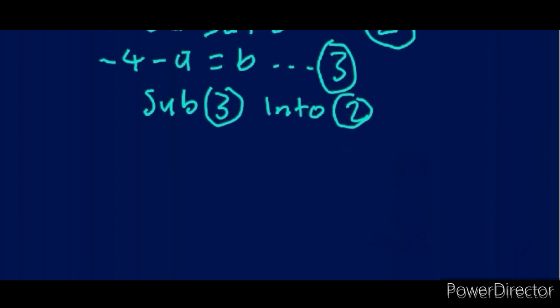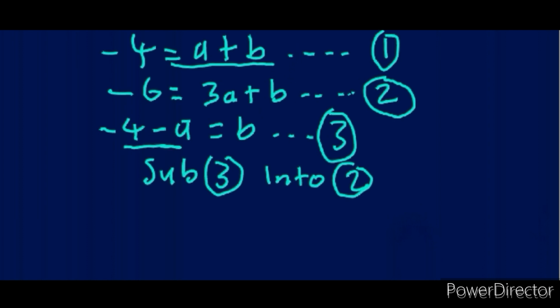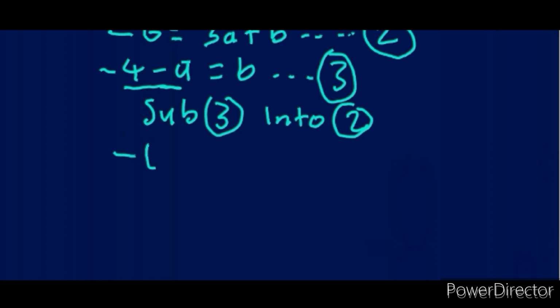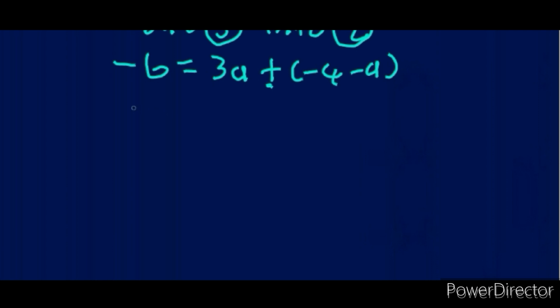In the second equation, wherever I see b, I have to replace it with negative 4 minus a. So I'm going to write the second equation exactly the same, but wherever I see b, I'm going to replace it with minus 4 minus a. This is going to end up being minus 6 is equal to 3a, and then we're going to have minus 4 minus a because the positive does not affect anything.